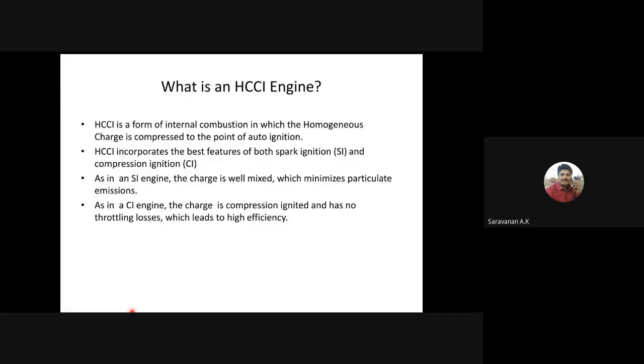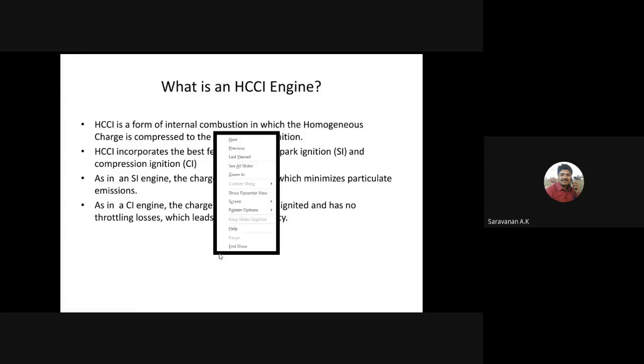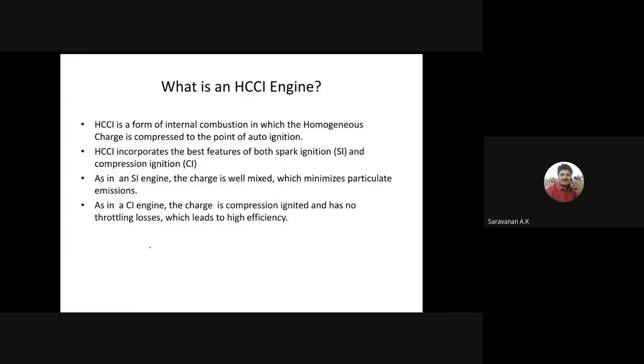For the SI engines, the air fuel mixture is well mixed, so it will minimize the particulate emissions, or particulate matter, which is called PM. Most probably the emissions will be denoted by NOx, particulate matter, hydrocarbons, carbon monoxide, and carbon dioxide. So these are the emissions.